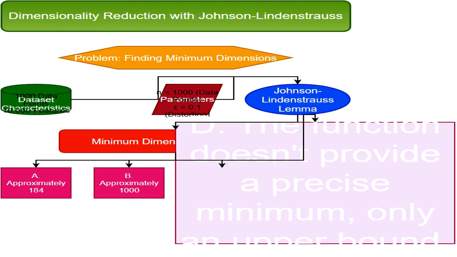The function I'm using gives me an upper bound, not the exact minimum number of dimensions. It essentially says, if you use this many dimensions or more, you're guaranteed to have an acceptable level of distortion. Finding the absolute minimum is computationally much harder. I get an upper bound for simplicity, knowing it's good enough for the task at hand.